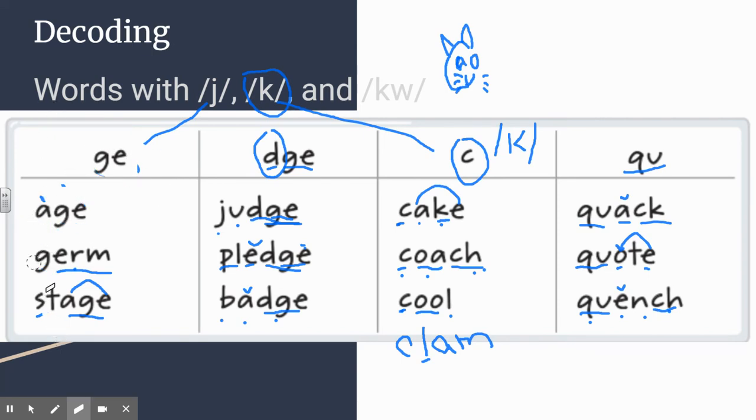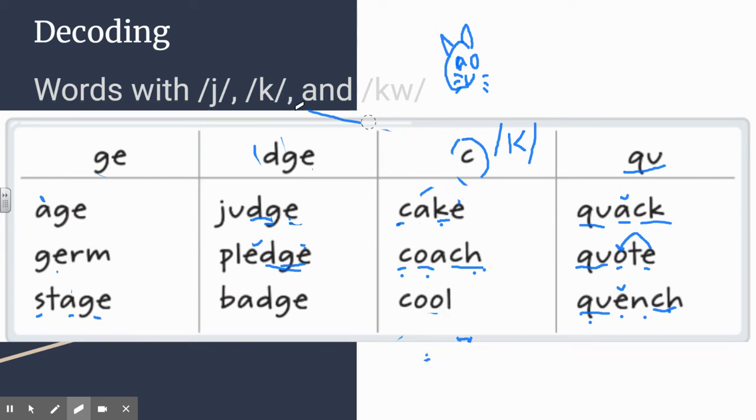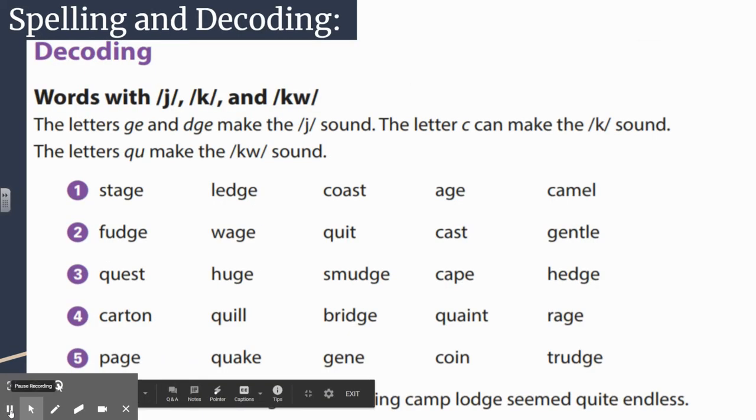Now I'm going to give you some words to read on your own. So let me clear this off so it's not on your screen. And we'll change slides. Let's see if I change slides, will it still be there? Okay, here are some words for you to practice decoding.